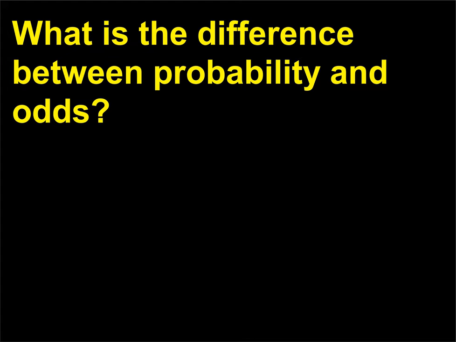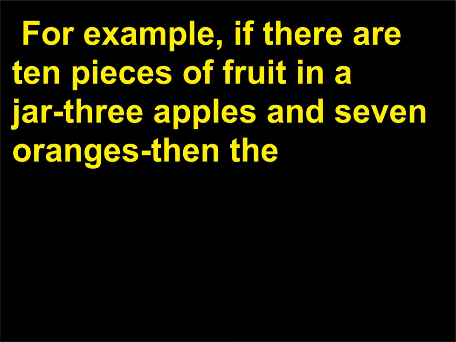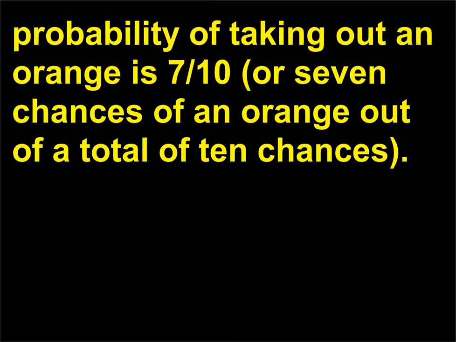What is the difference between probability and odds? Probability is usually expressed as a fraction, sometimes as a percentage. For example, if there are 10 pieces of fruit in a jar, 3 apples and 7 oranges, then the probability of taking out an orange is 7/10, or 7 chances of an orange out of a total of 10 chances.